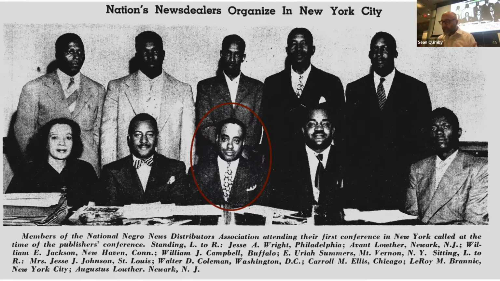alongside colleagues from Newark, New Haven, St. Louis, Philadelphia, Mount Vernon, and New York City. Citing a renaissance of Negro magazines, the group produced a sort of digest that was circulated nationally in hopes of promoting itself as an authoritative source for African American news.